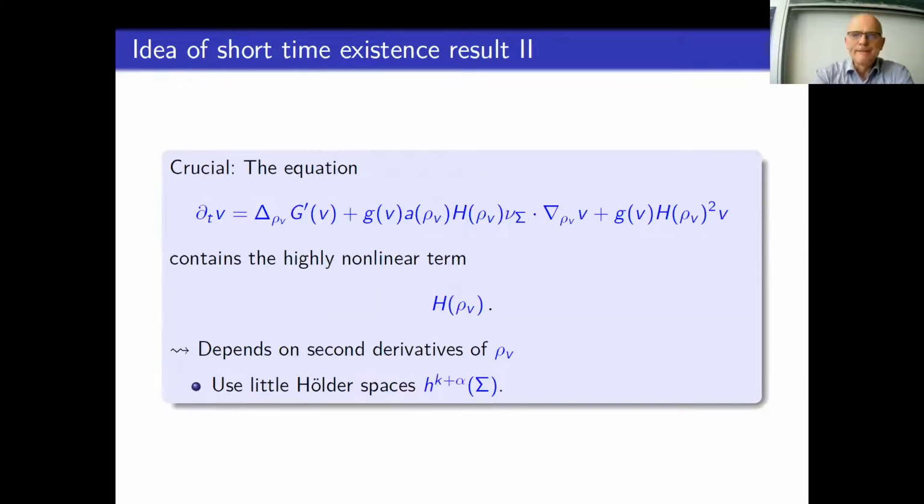I stressed it before. This equation has this highly nonlinear term. To be able to deal with this, of course, you can also think of working in the Sobolev setting, but because we have this highly nonlinear term, we use the so-called little Hölder spaces, h^{k+alpha}, to solve the equation.